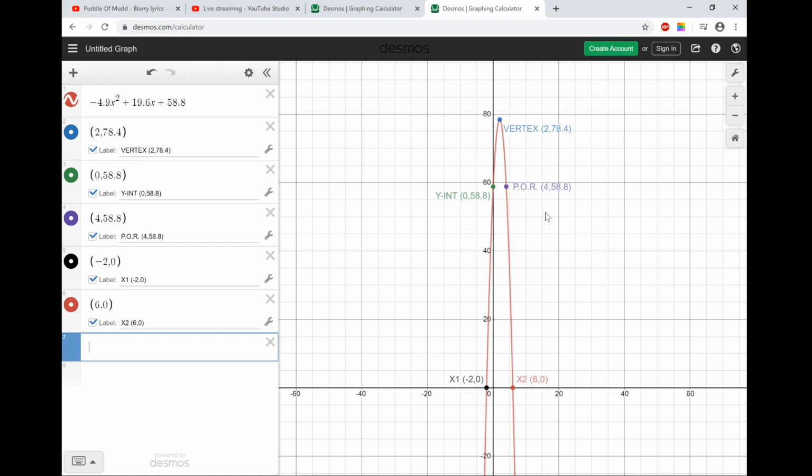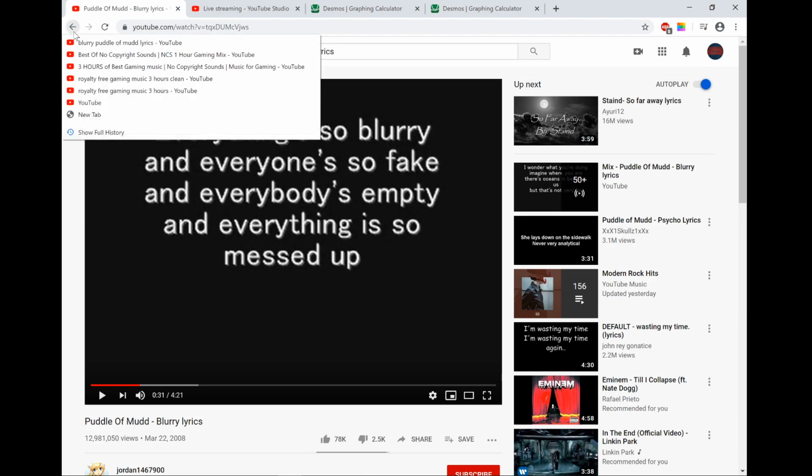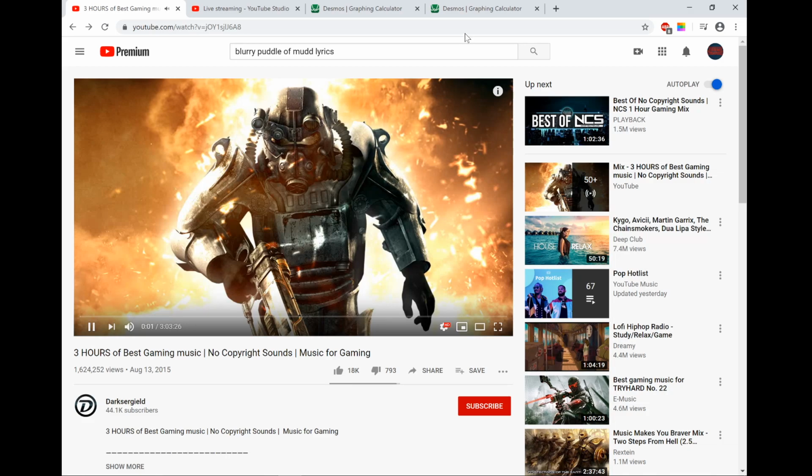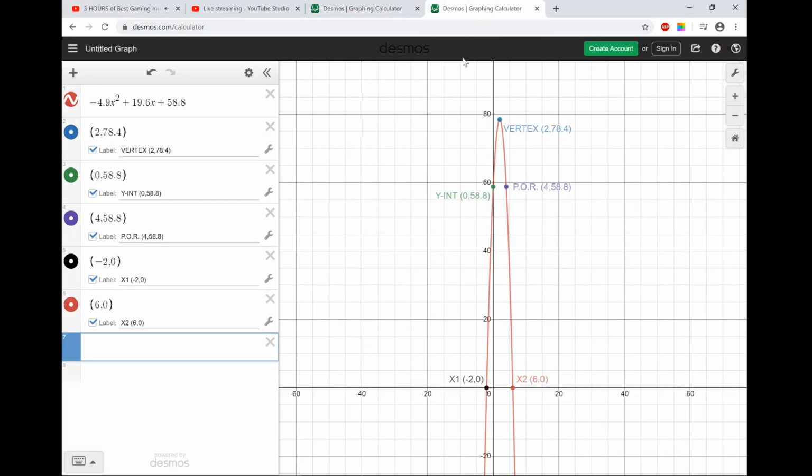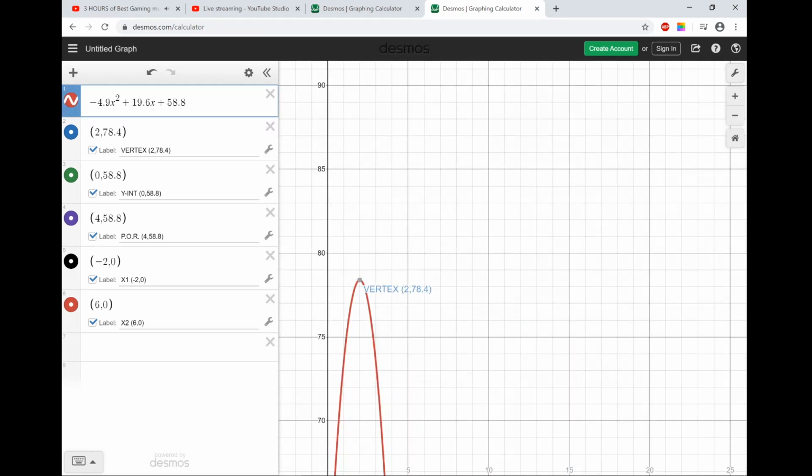No, the vertex. So go find the vertex. That's at the top of the mountain, the top of the peak. Oh. Everything's so blurry. I can't see. Okay, so here I'm gonna zoom in on this point here. Just tell me the Y value.